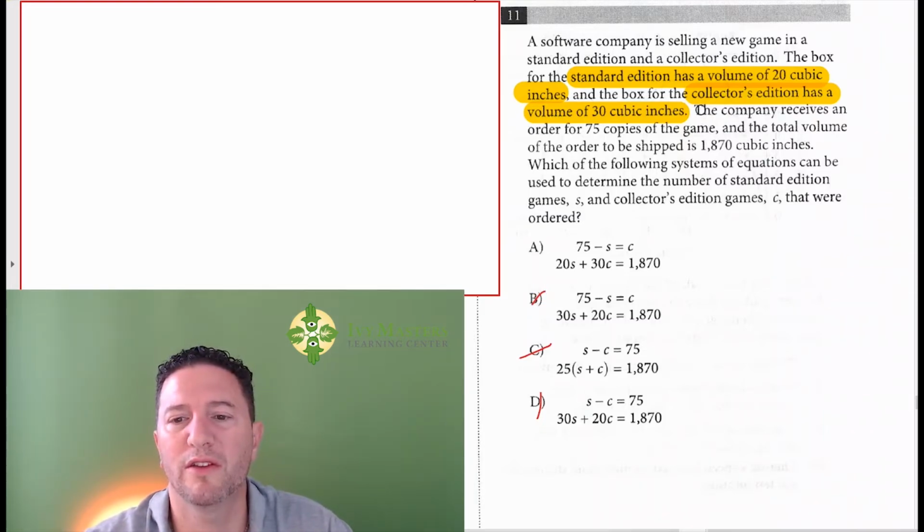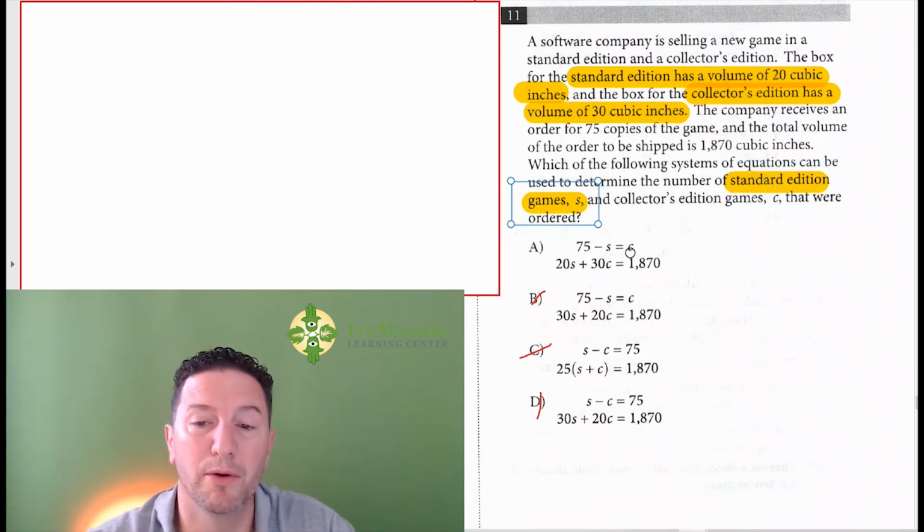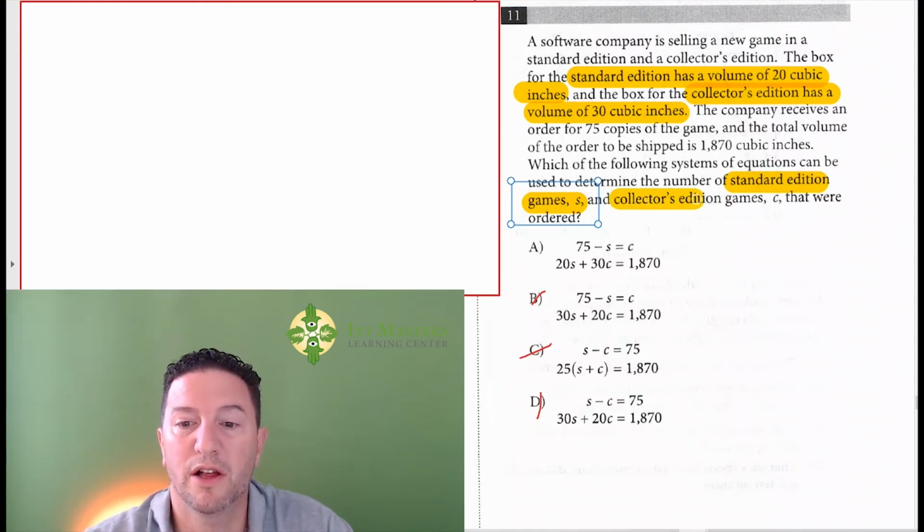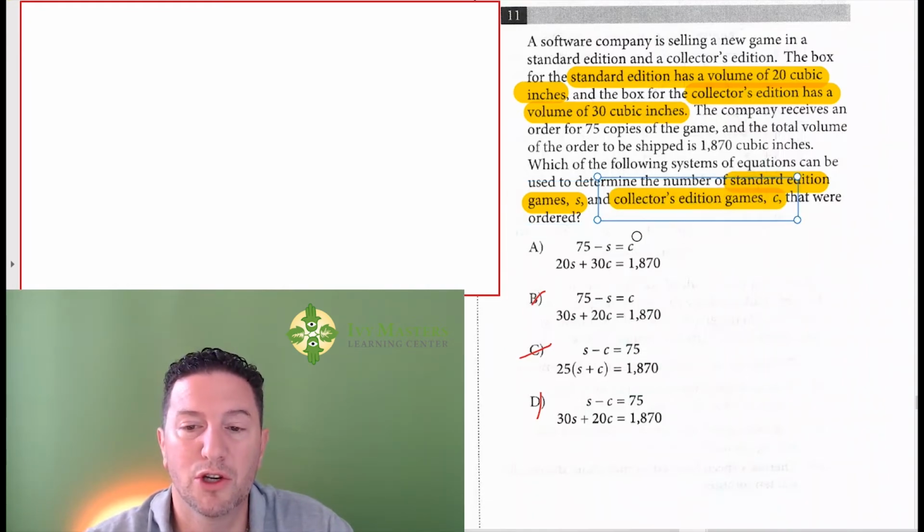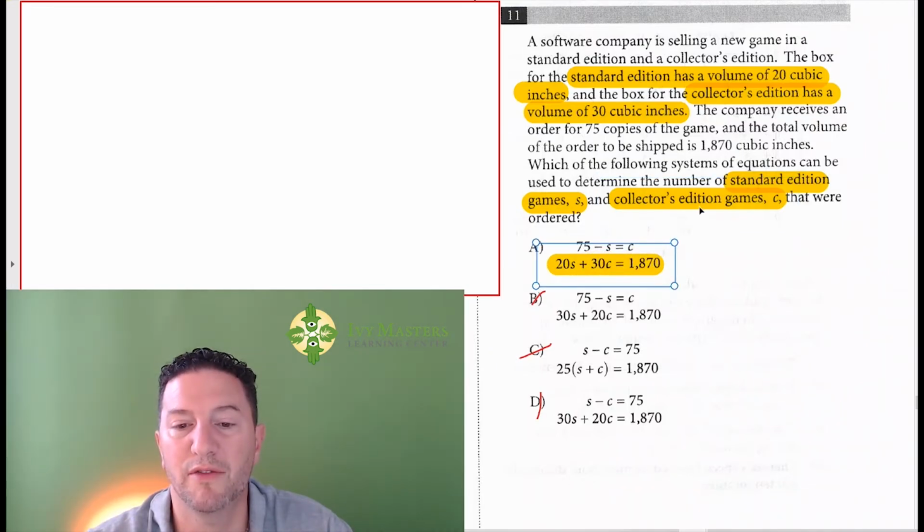And the rest of it says, the company receives an order of 75 copies of the game, and the total volume of the order shipped is 1,870 cubic inches. Which of the following systems of equations can be used to determine the number of standard edition games, S, and collector's edition, C, that were ordered? Sure enough, standard edition is going to be S. They're always going to have a relationship between the variable and what it represents, and the collector's edition is C. So sure enough, that works out. And then when we look at the other part, what I would be expecting is that 20S plus the 30C to equal 1870, which it does.